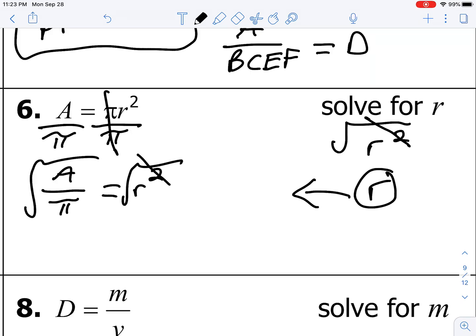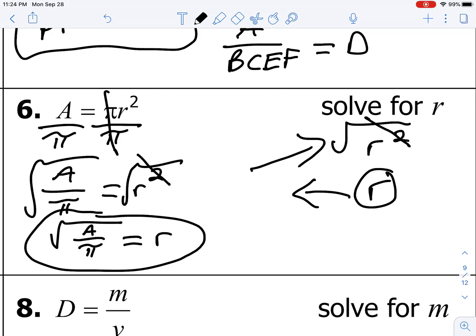Meaning this now cancels out, just like I showed you right here. All right? So that cancels out. This drops down. The square root of A over pi equals R. So this would be your answer. The square root of A over pi equals R. All right?